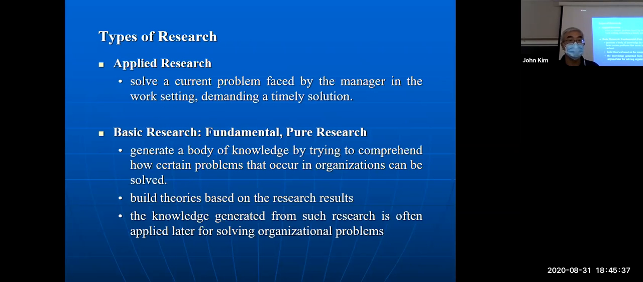Then types of research: applied and basic research. Applied research is to solve a current problem. Do research to try to solve a current problem, that is applied research. Basic research, even if it is not a current problem, but maybe a future problem or a future project. So for the future project, do the research and then apply that research later. That is basic research, fundamental and pure research.